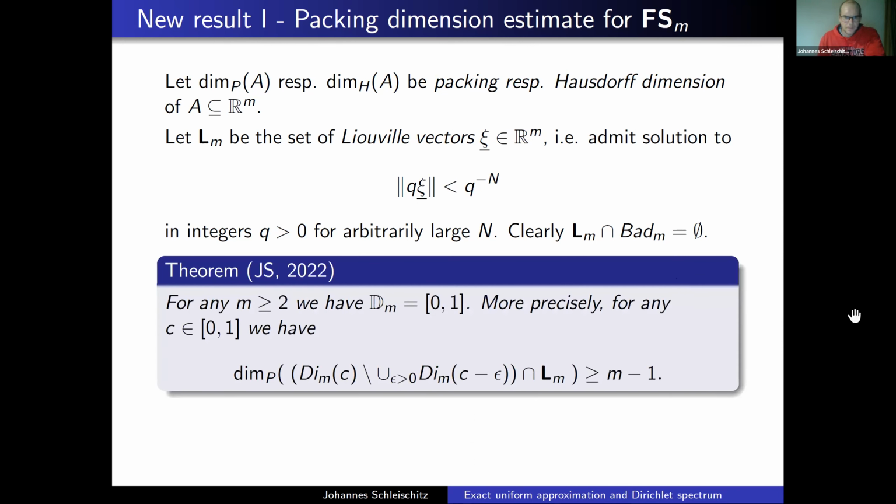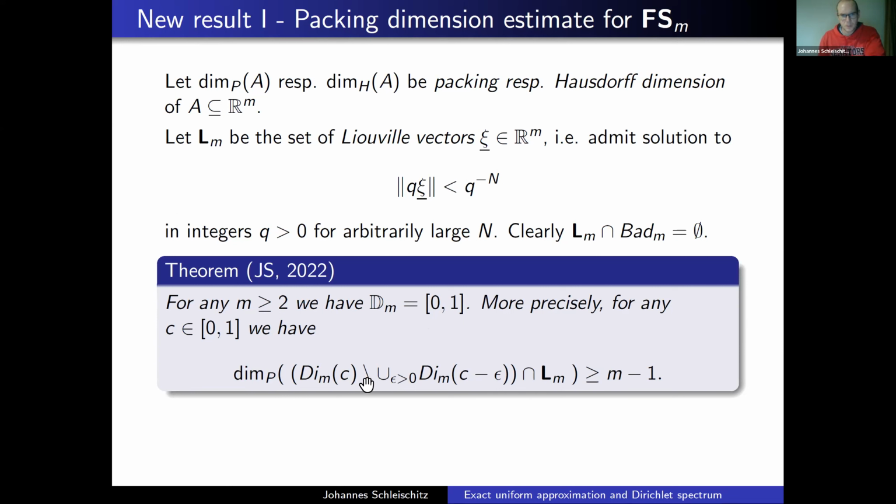Okay, so what's the new result now? The first: for m at least 2, the Dirichlet spectrum is as large as it can be. It's the whole interval [0,1]. And I also get some packing results; here I talk about packing dimension.